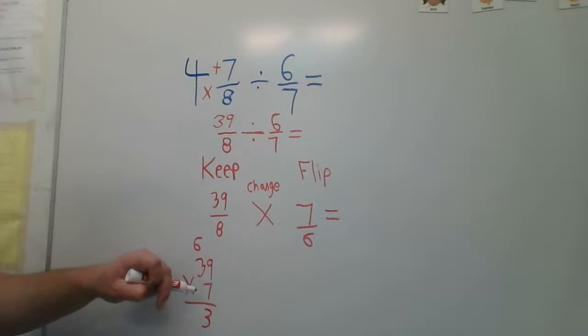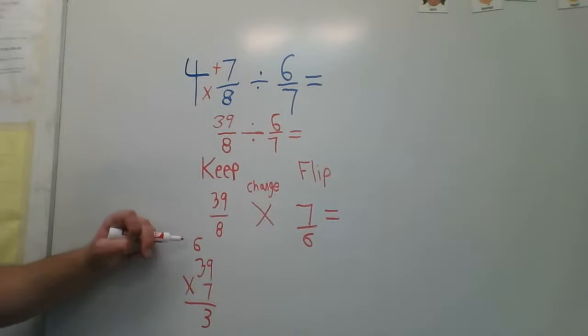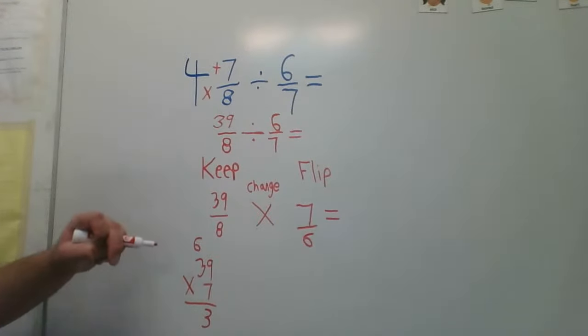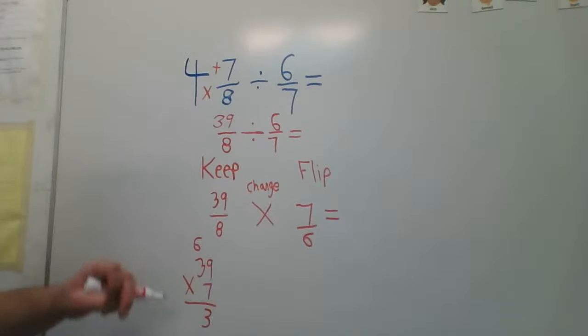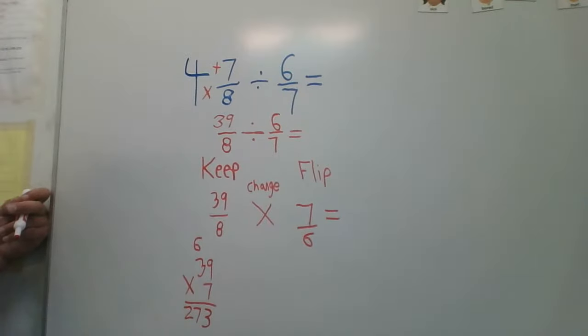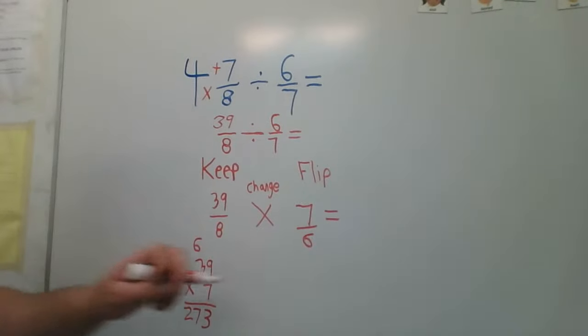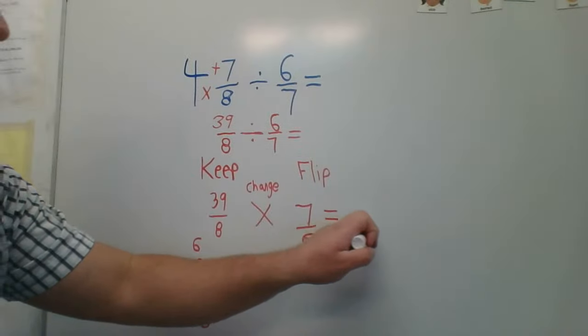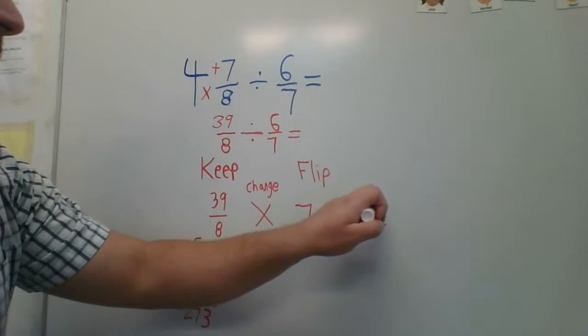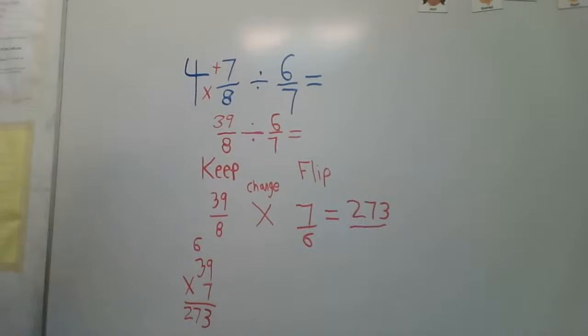3 times 7, you can look that up on your multiplication chart under the 7 fact family or the 3 fact family. 3 times 7 equals 21. We have to add the 6 that we carried over. So 3 times 7 equals 21 plus 6 equals 27. We have our answer, 39 times 7 equals 273. So 273 is our numerator.